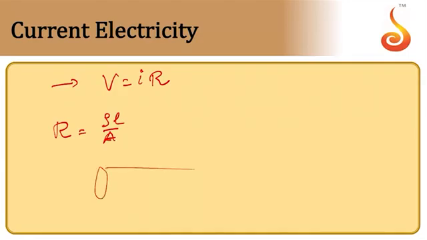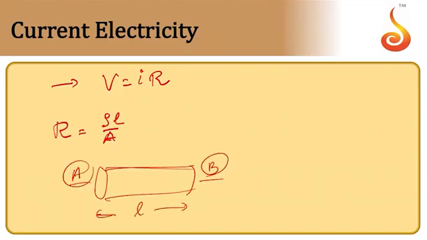For example, if you want to measure the resistance between the ends A and B, then you need to take the length along this direction and area perpendicular to it. So remember this idea, the area needs to be taken perpendicular to it, and length needs to be taken along the direction.